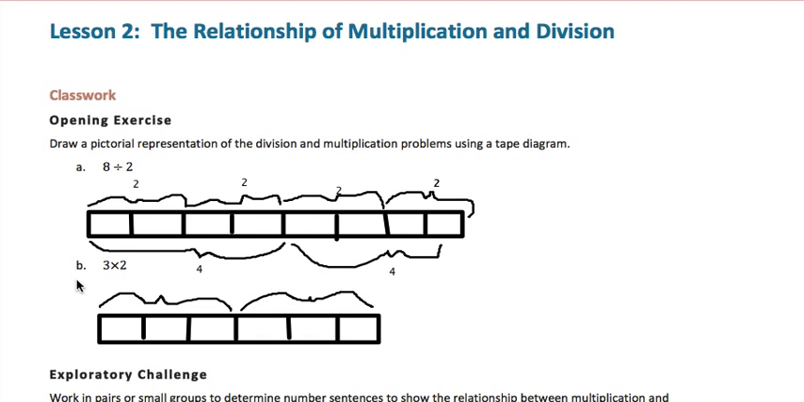And with multiplication, 3 times 2, again, I could do it 2 different ways. I only showed one. I have 3, and I made 2 groups of 3, which will be a total of 6.